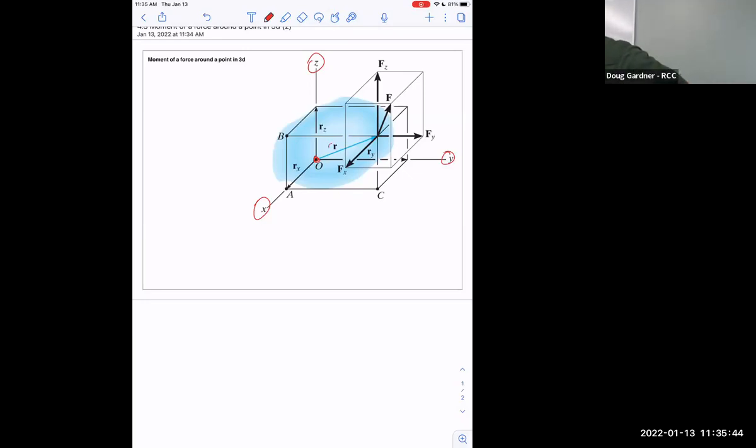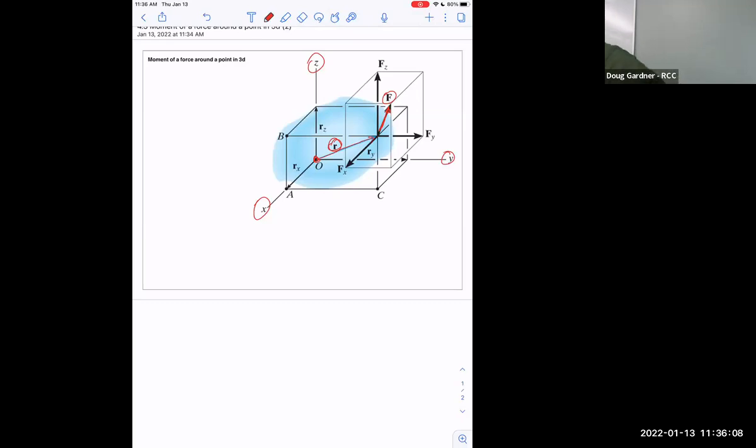So do you see how they called this R? So here's the actual force. Here's the force that they're putting at some weird distance away from point O. And then R is that distance it is away. So it's like, here's how far it is away. And then that force is going off at some weird direction. Does that make sense?